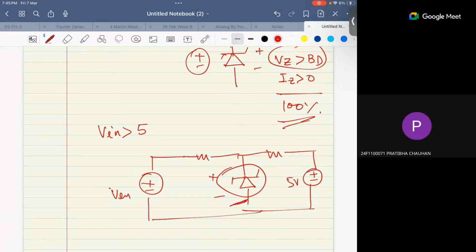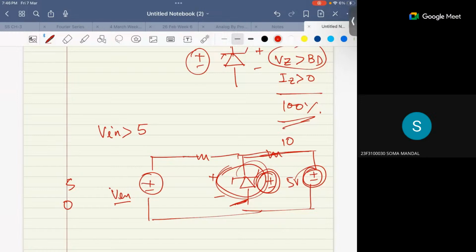If this works in reverse bias with breakdown, what will happen? Here also you will replace this with a voltage source, right? So here also you have 5 volt, here also you have 5 volt. So there won't be any current across this 100 ohm. Even though the voltage here is from 0 to 5 or from 5 to above, there won't be any current in this 100 ohm. Are you getting me or not? Yes, sir.